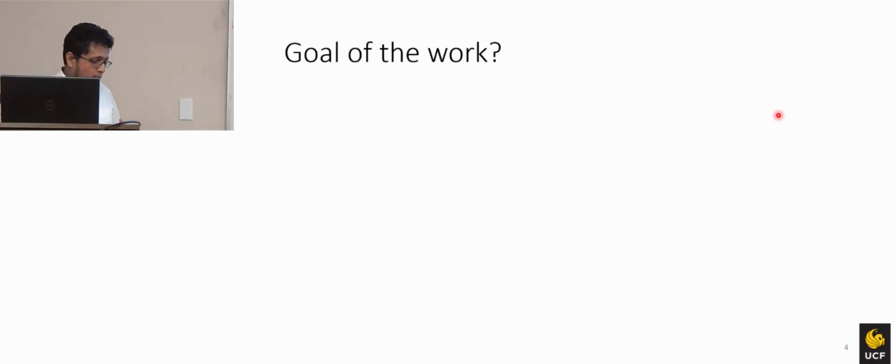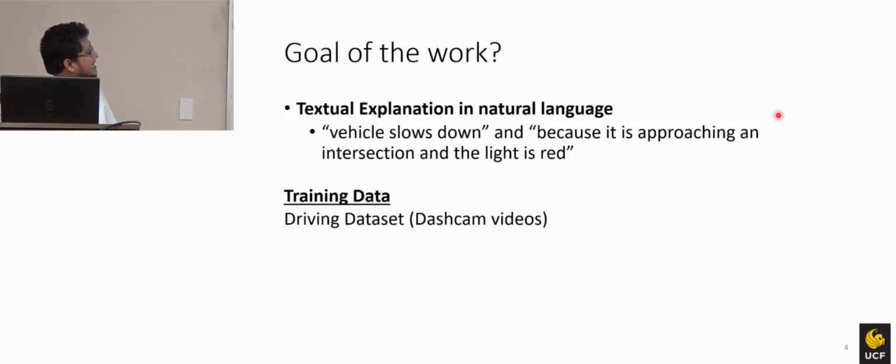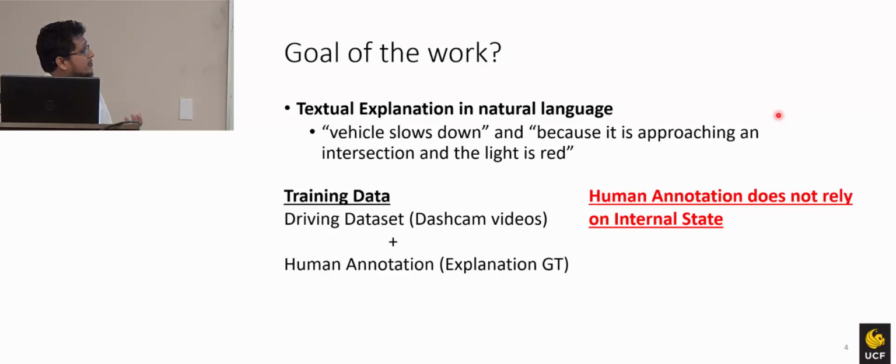Now, in this paper, the authors claim three major contributions. One is that they proposed a textual explanation using plain natural language, like the vehicle slows down because it is approaching an intersection and the light is red. This type of sentence is for human understanding. Another contribution is that they generated a good training dataset, the Deep Drive dataset, and they added human annotation as ground truth. Now, using that human annotation is a little bit tricky because humans cannot know the internal states of a vehicle. So that's why the third contribution the authors claim is attention alignment, a novel mechanism to solve this problem.